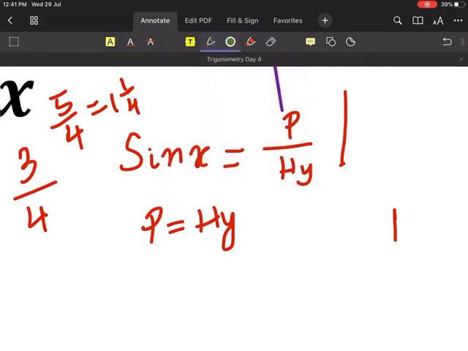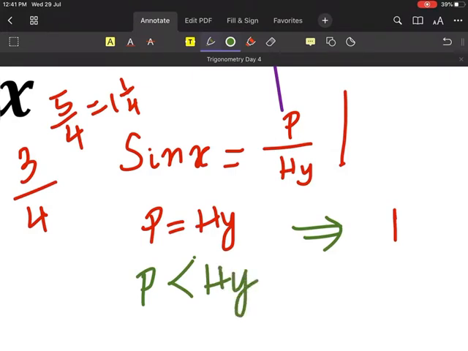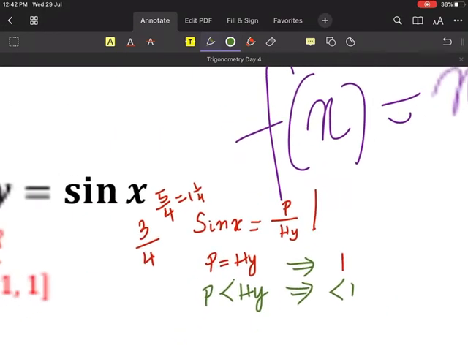Yes. So for this one, what do we see? For this one, the value of sin x is what? 1, right? Understood? And the other one is perpendicular is less than hypotenuse, because perpendicular can never be more than hypotenuse. So the value is what? Less than 1. Understood? Everyone clear? Yes or no?